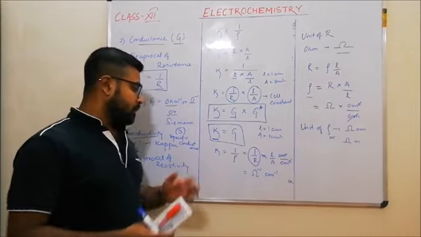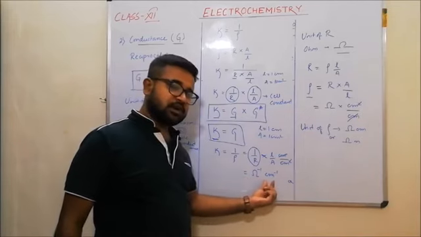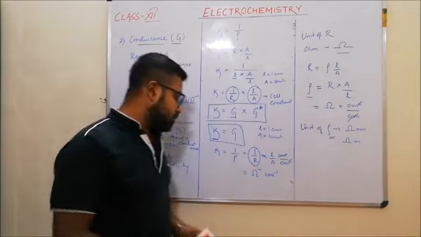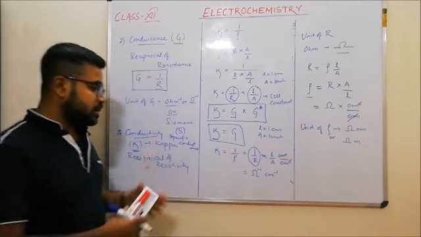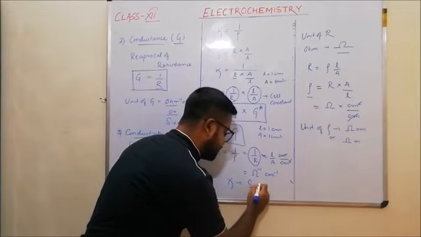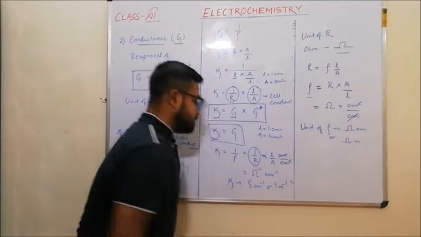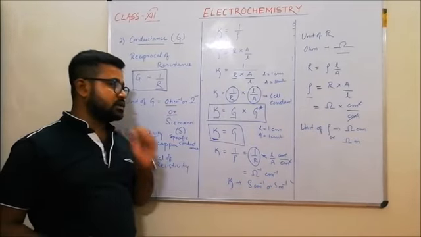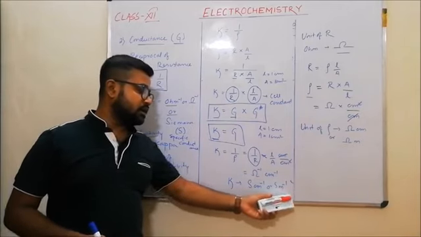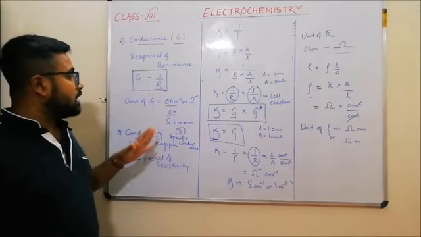So what can we write? Kappa equals ohm inverse centimeter inverse. Clear? Ohm inverse centimeter inverse. So ohm inverse can also be written as Siemens. So the unit of kappa is Siemens centimeter inverse or Siemens meter inverse. So this is the unit of kappa, that is Siemens centimeter inverse or Siemens meter inverse, or we can say ohm inverse centimeter inverse. So this is all about conductivity and conductance.